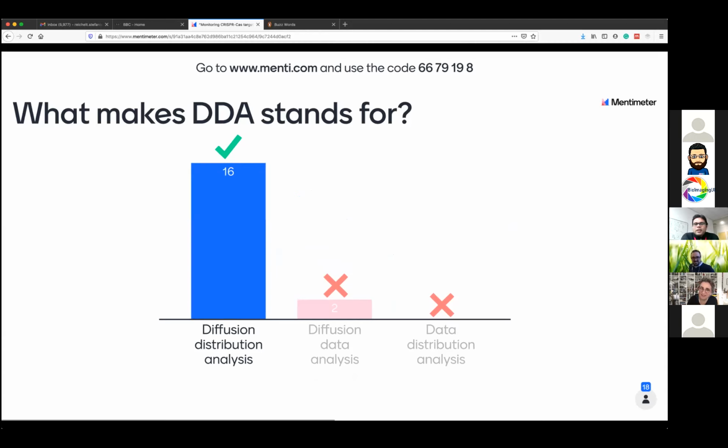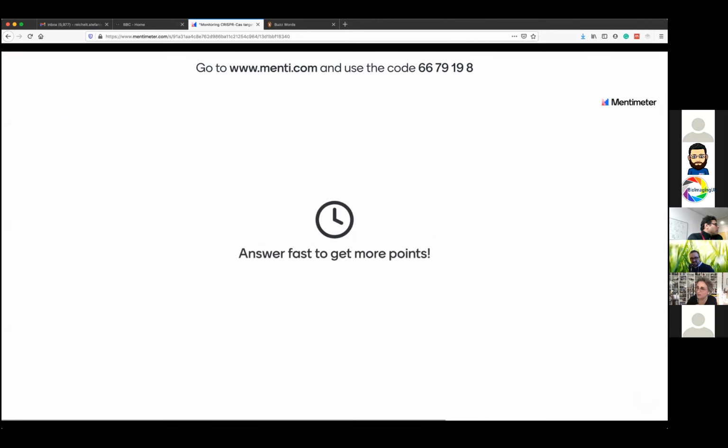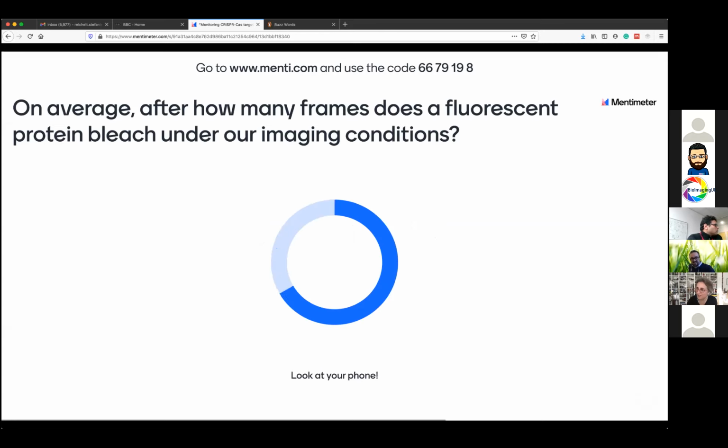Definitely we take the blame. I know, I'm sorry. This is a bit of an extra quiz or a bit of a competition: how many mistakes does Steffi make setting up Mentimeter?